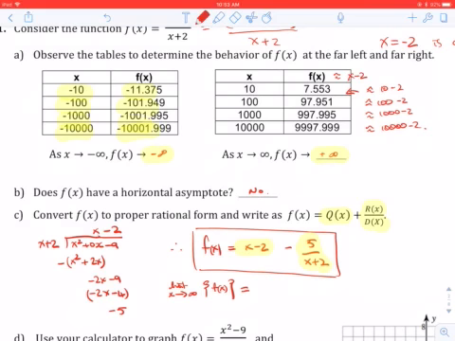That, of course, is the quotient when we convert to proper rational form.